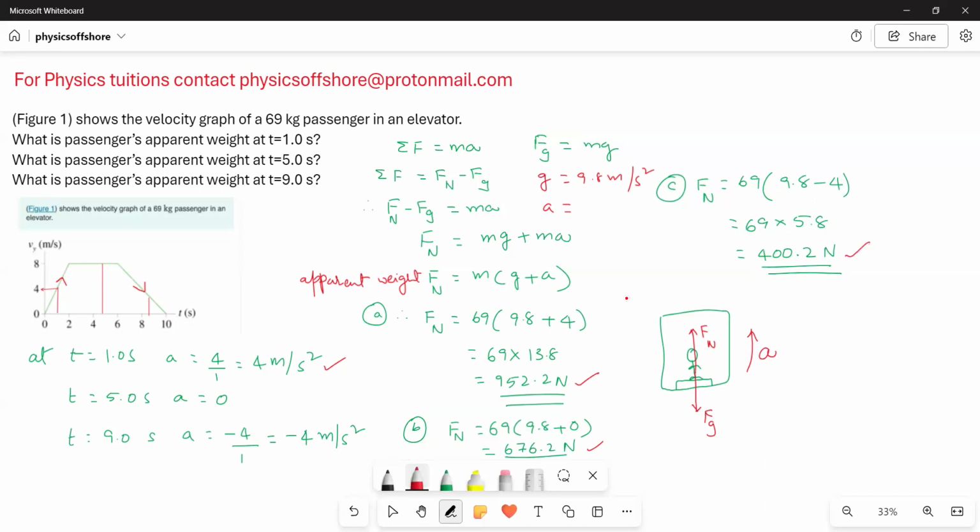Here you are finding the apparent weight, which means you are finding the normal force. Weight acts downwards, normal force acts upwards, and you have to find the acceleration from the graph. If you know how to read the graph, then you can easily solve this problem. Hope this helps. Thank you. Bye bye.